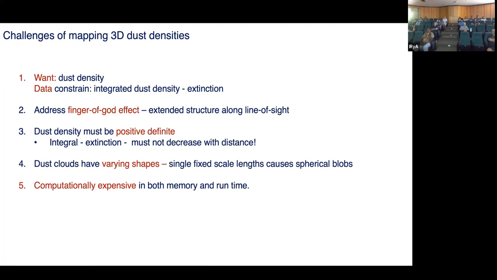And then, of course, like I said, dust density is a physical quantity, a measure of what the density is in a cloud, so it has to be positive. So you have to have this constraint that extinction has to be monotonically non-decreasing. Your extinction can't go down. It can go flat, but it can't go down. And then, of course, clouds are all varying shapes and sizes, so you can't have a simple structure assuming that a cloud is a spherical blob. We already see that when we look at 2D extinction maps: we see streaky shapes, we see sheets and things. So you can't just assume that it's a spherical blob. And then when you try to solve all this, it's an extremely computationally expensive problem.